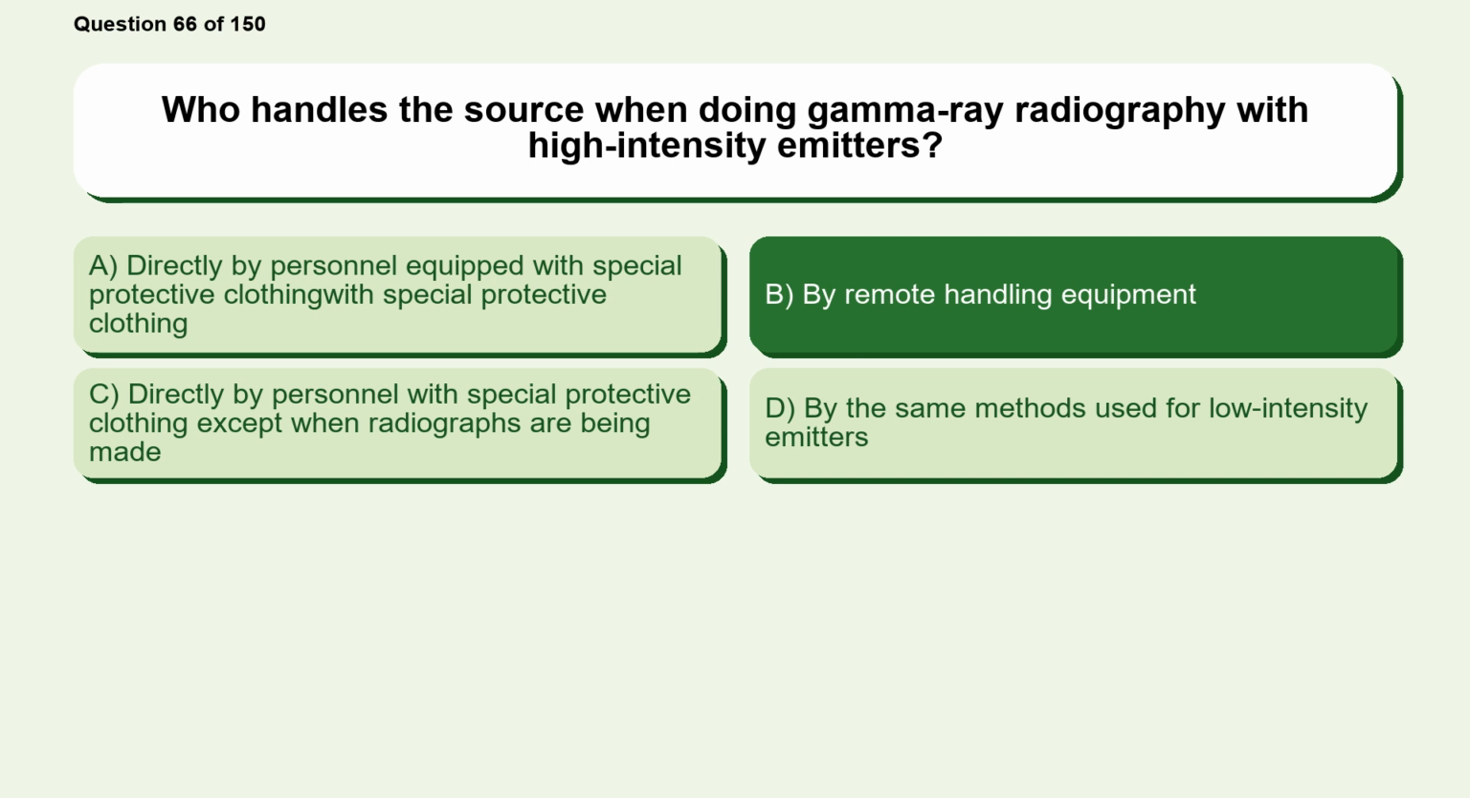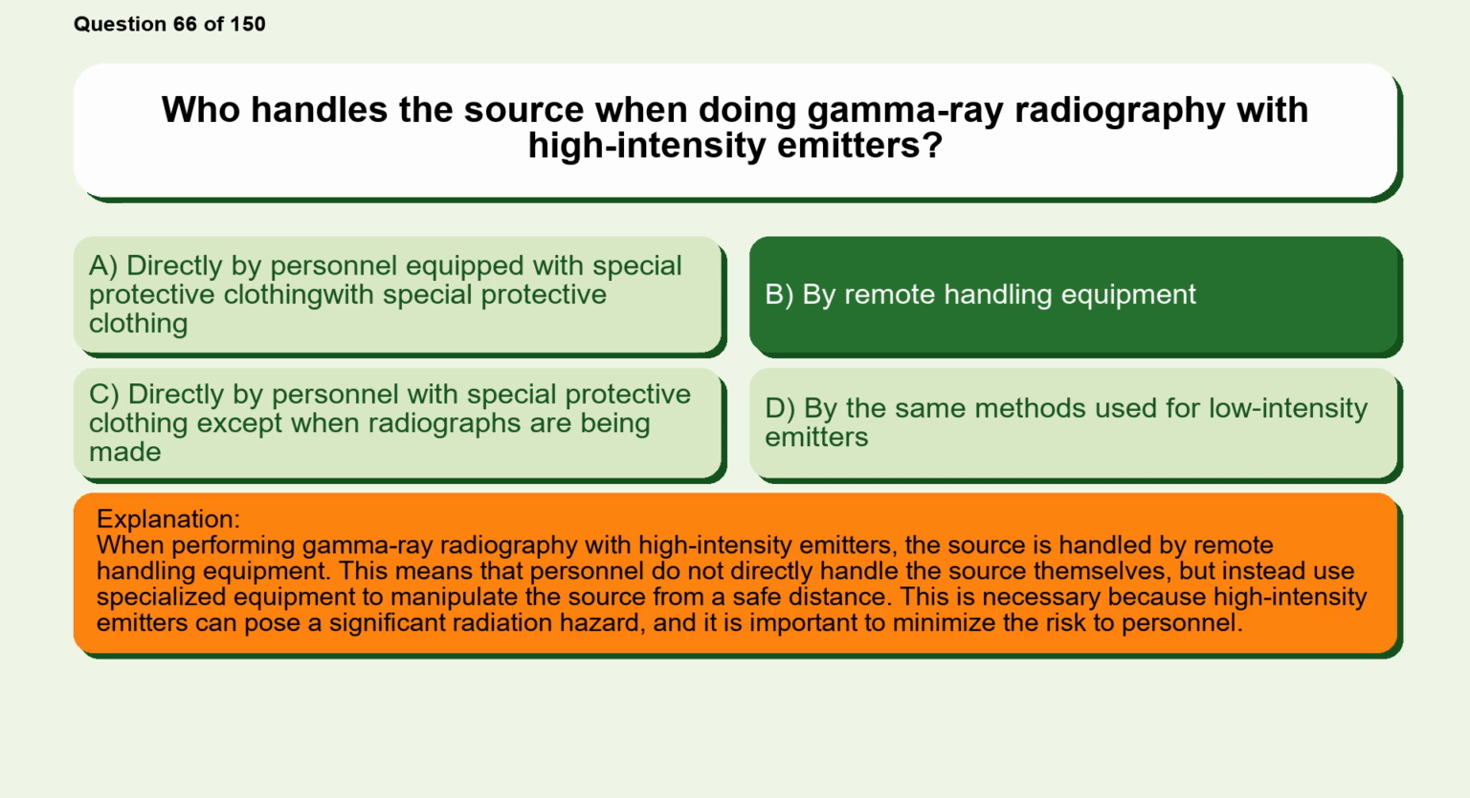By remote handling equipment. When performing gamma-ray radiography with high-intensity emitters, the source is handled by remote handling equipment. This means that personnel do not directly handle the source themselves, but instead use specialized equipment to manipulate the source from a safe distance. This is necessary because high-intensity emitters can pose a significant radiation hazard, and it is important to minimize the risk to personnel.